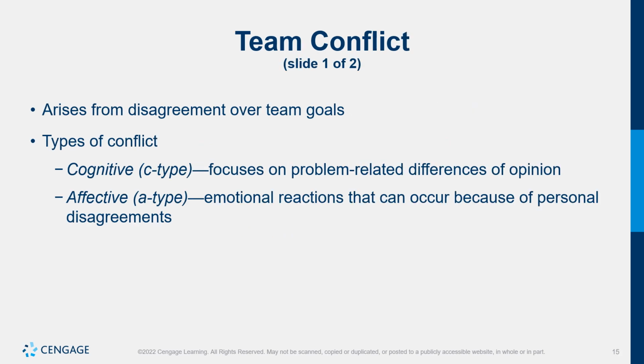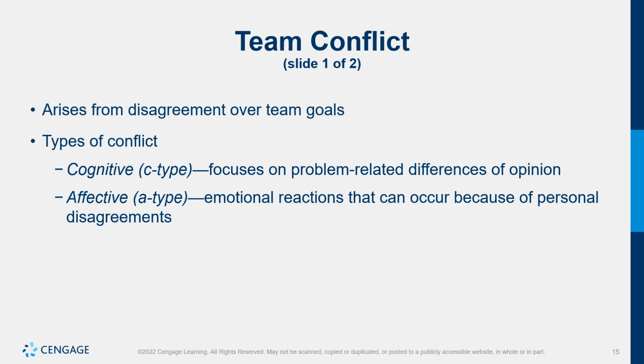Conflict and disagreement are inevitable in most teams. The key to dealing with team conflict is not to avoid it, but rather to make sure that the team experiences the right kind of conflict. C-type conflict is cognitive conflict, which focuses on problem-related differences of opinion and improves team performance.